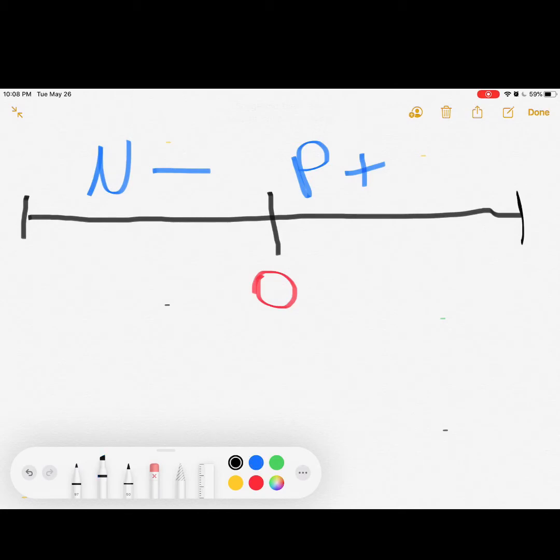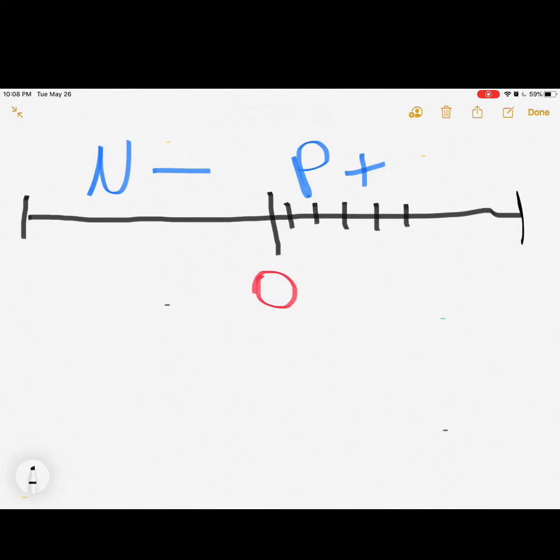So a positive number, the more it gets away from 0, the more the number becomes. But in the negative numbers, the more it goes away from 0, the less it becomes.